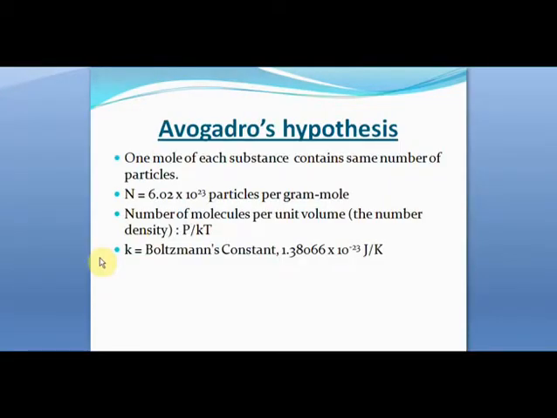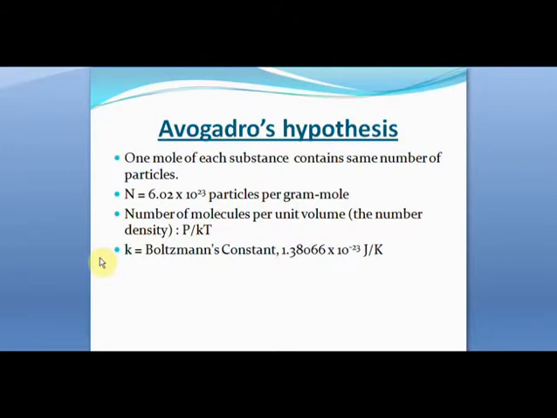Now we will see what is Avogadro hypothesis. Avogadro hypothesis states that 1 mole of each substance contains the same number of particles. This number is called Avogadro number, and it is represented by N, and N is equal to 6.02 into 10 to the power 23 particles per gram mole.